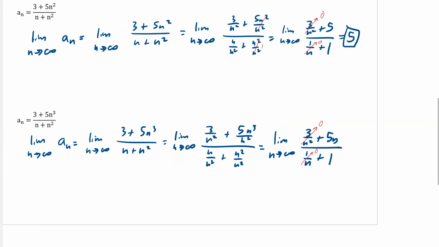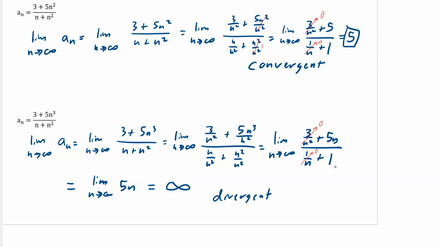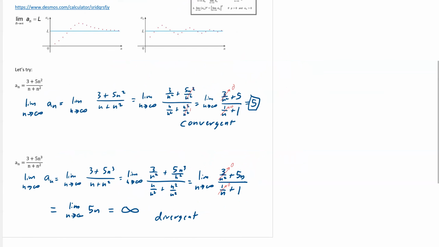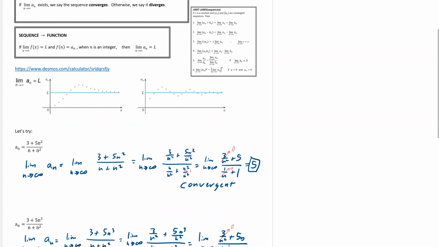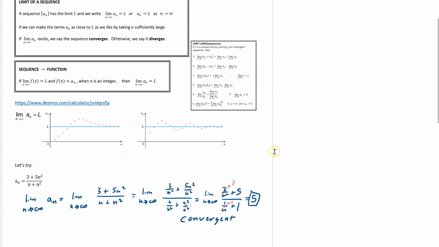So this equals the limit as n approaches infinity, because we still have an n left, and if you notice, it's just 5n. If we were to plug infinity in there, you know it would go off to infinity. So this is an example of convergent, it converges, and this is divergent. The first one is a convergent sequence. The second one is a divergent sequence. That's what they're talking about when they state this limit of sequences.